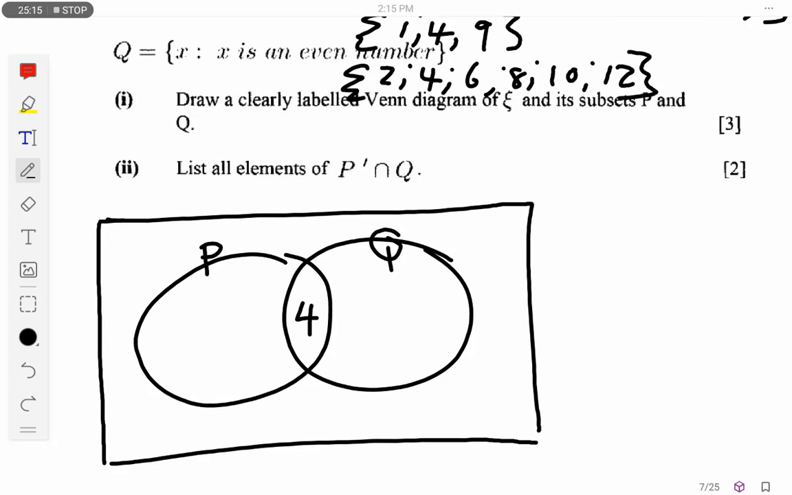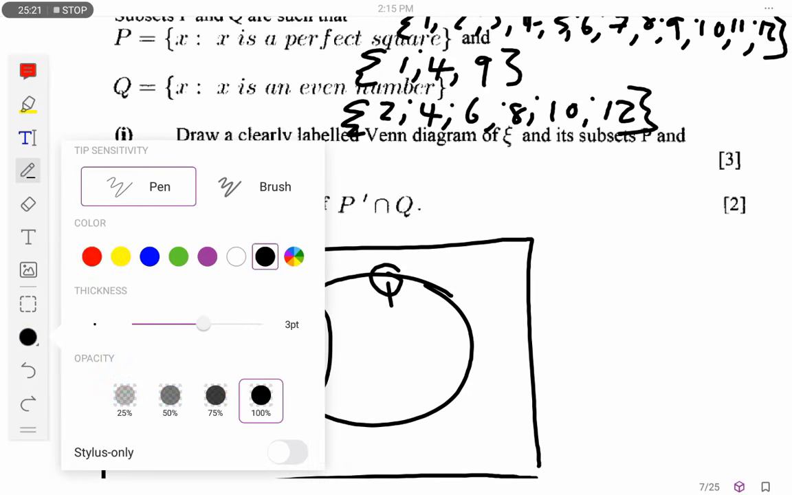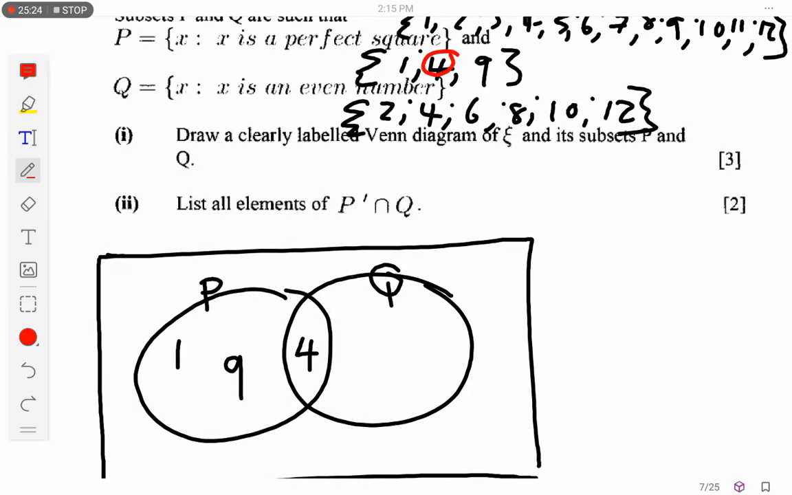What do I have in P? I have 1 and a 9. That's the one that is remaining. I'm taking it from my values there. The 4 I have taken, so I have 1 and 9. Then for my Q, I'm left with 2. This one is taken. I have 2, I have 6, I have 8, I have 10, and I have 12.